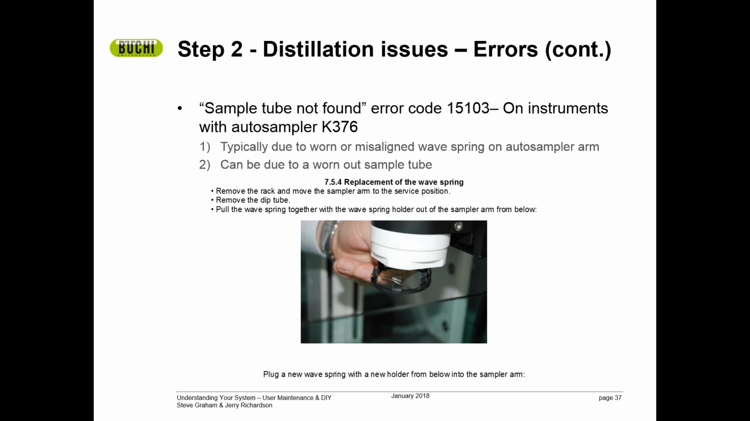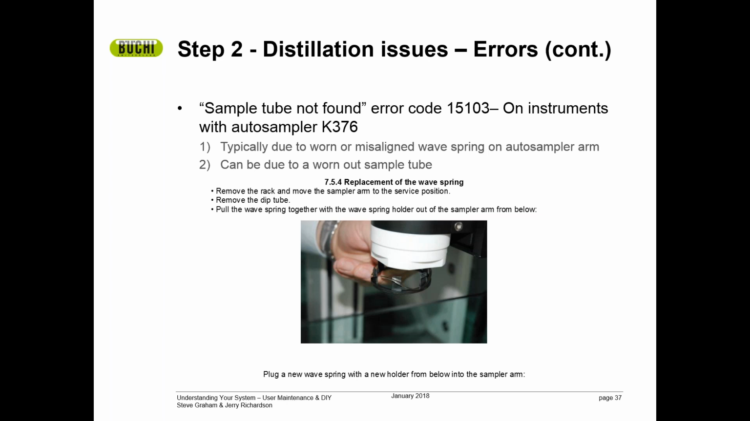For those of you that have the K375 and are using it with the Autosampler, the K376, you may also find a sample tube not found error. Now, this isn't on the distillation system. This is on the Autosampler system. That's a very typical issue to find if the wave spring has been misaligned or worn out on the sample tube arm.